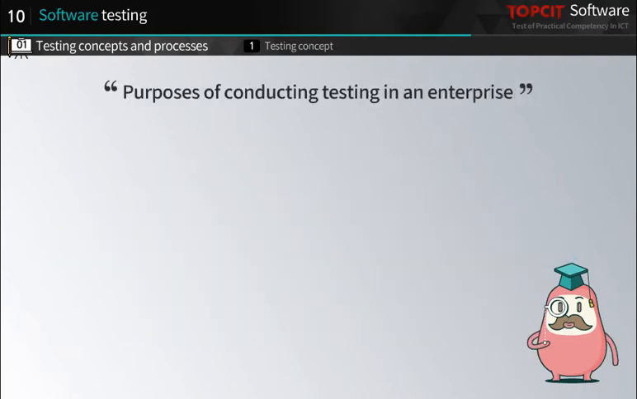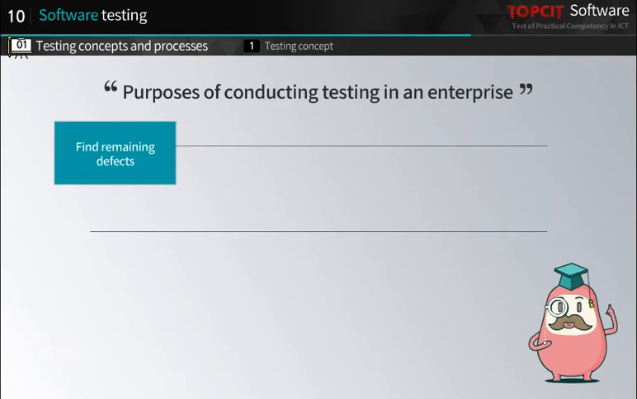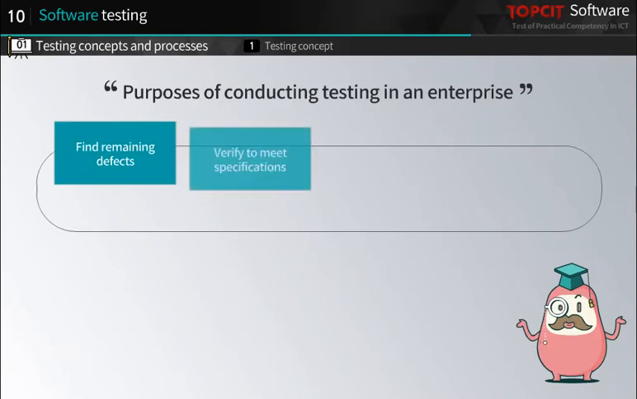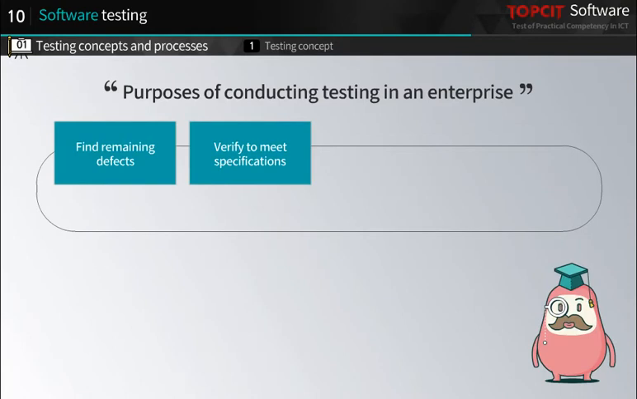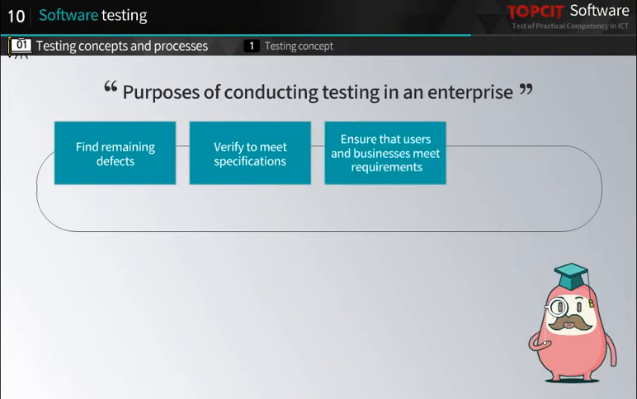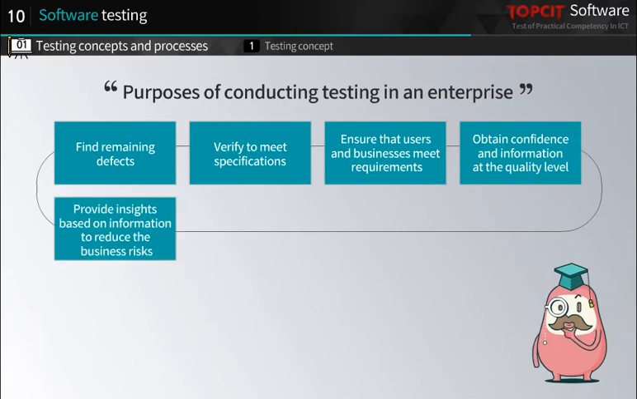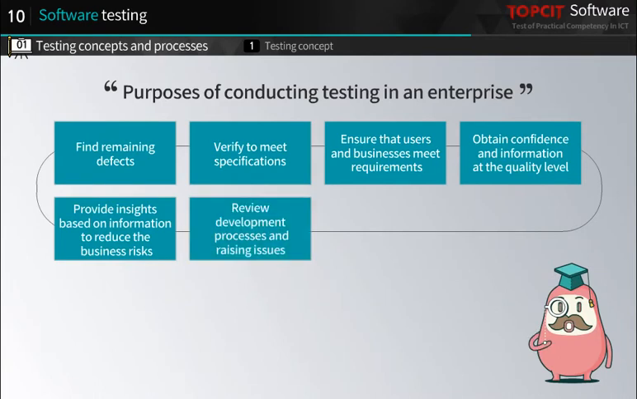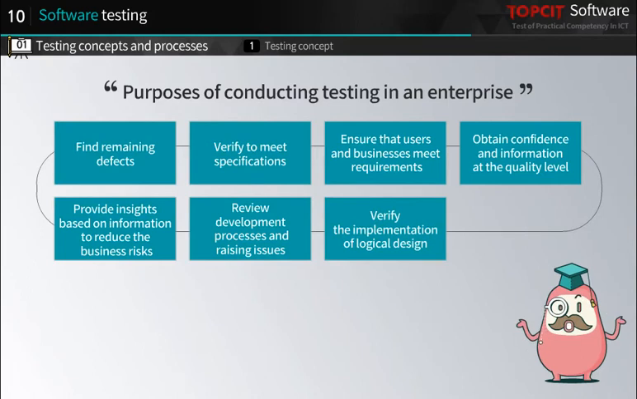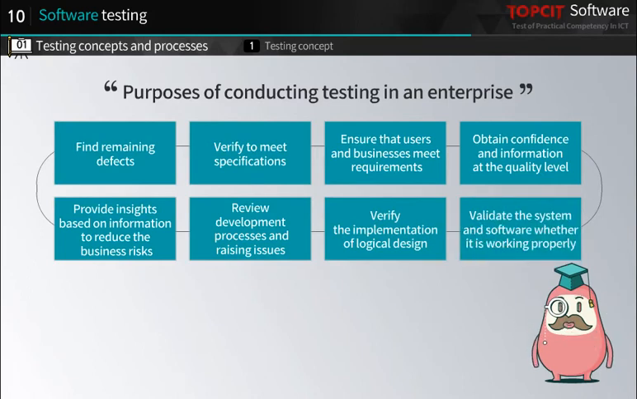The purposes of conducting testing in an enterprise are as follows. They are to find remaining defects, verify that specifications are met, ensure that users and businesses meet requirements, obtain confidence and information at the quality level, provide insights based on information to reduce business risks, review development processes and raise issues, and verify the implementation of logical design and validate whether the system and software are working properly.